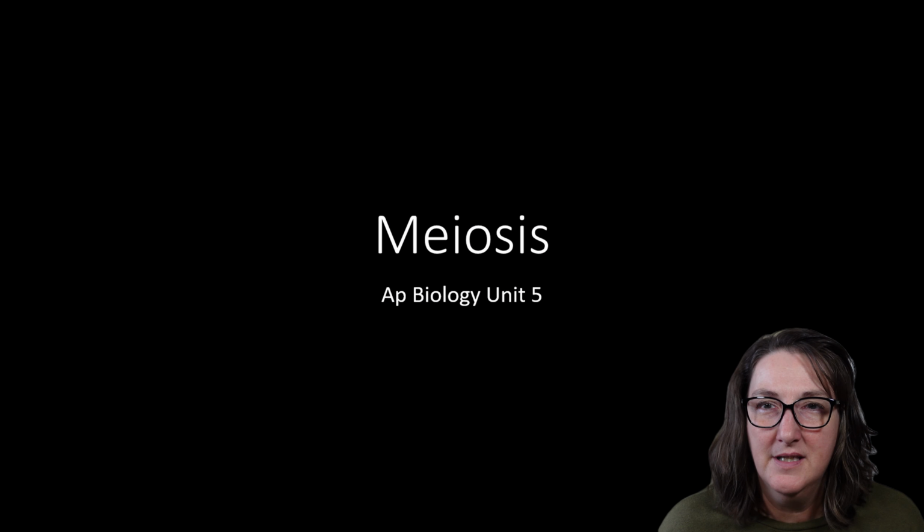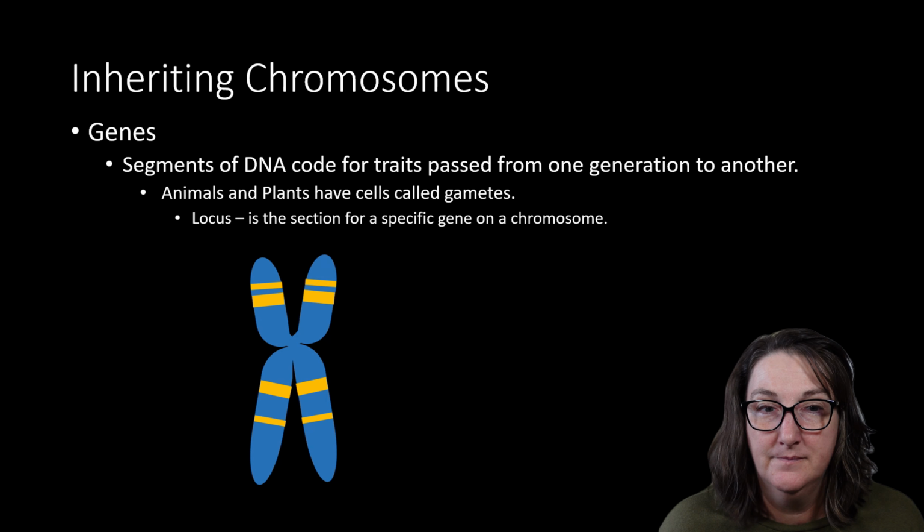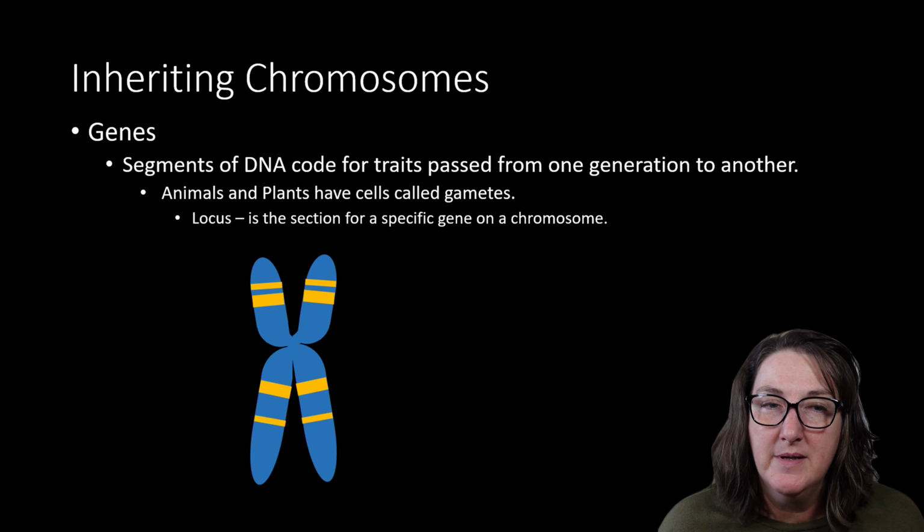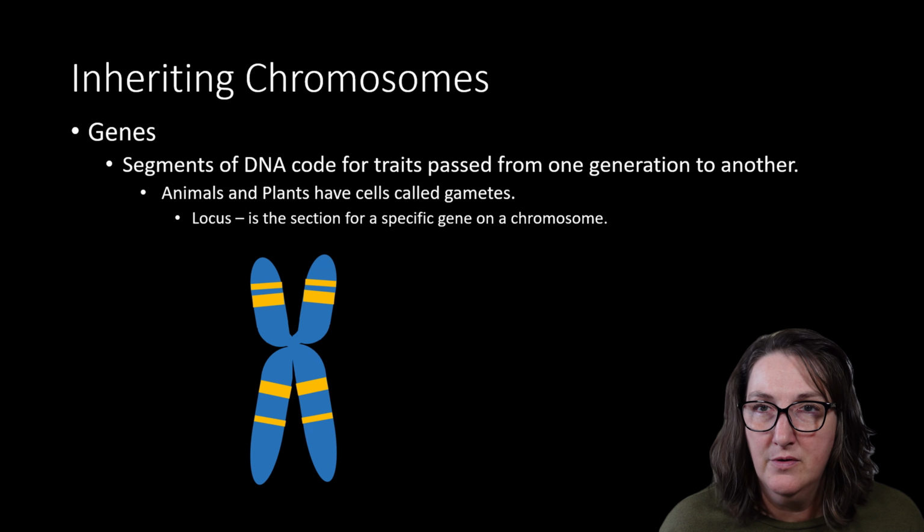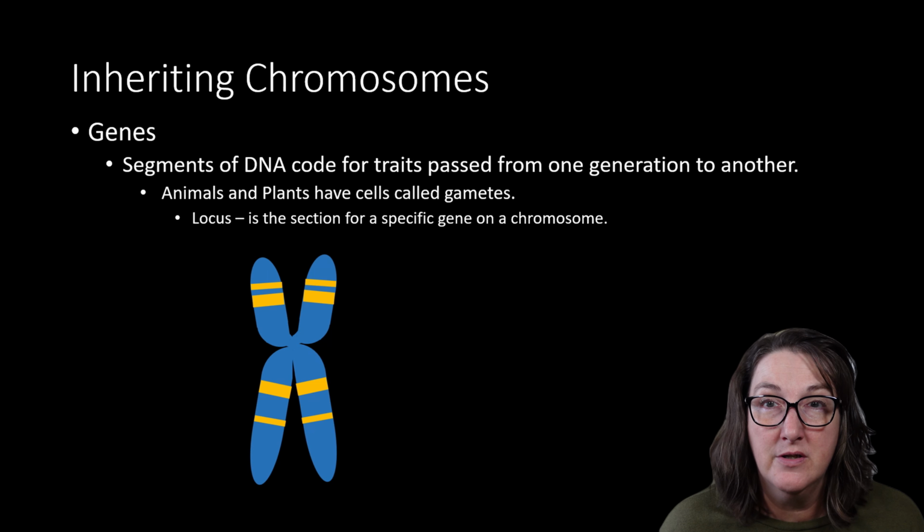Ms. Patterson here. Today we're going to go over Meiosis, AP Biology, Unit 5. So when we talk about meiosis, we need to talk about the chromosomes. And chromosomes are genes, and you get one from mom and you get one from dad. These are going to be segments of DNA that code for traits that are passed from one generation to another.